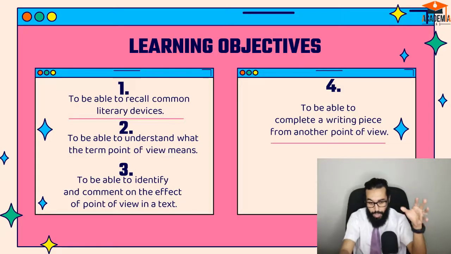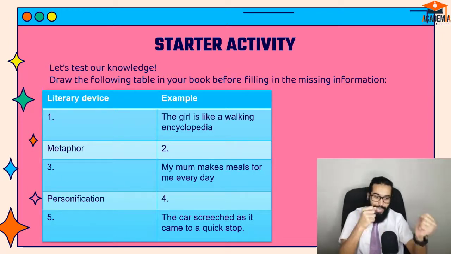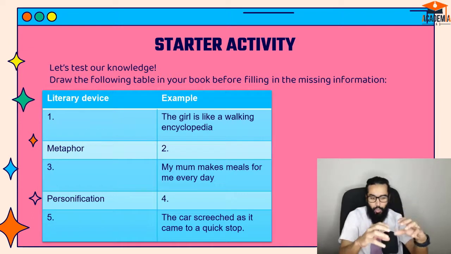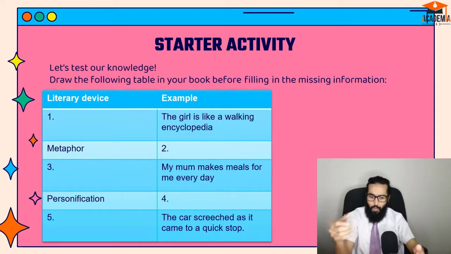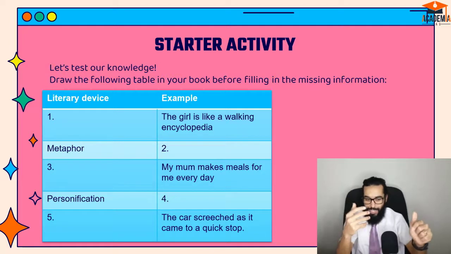Great, we'll come back. Now, if you've written this, don't write it again. Do you understand? You've got the PowerPoint with you, but write what I ask you to write because it's very important. Starter activity. Let's test our knowledge together. I want you to draw this table in your notebook before filling in the missing information. We've got: the girl is like a walking encyclopedia. Very good sentence. So what is that literary device? I know some of you already have the answer. Write it down.